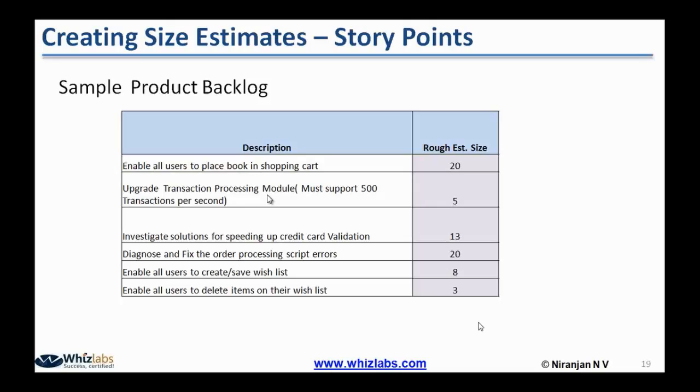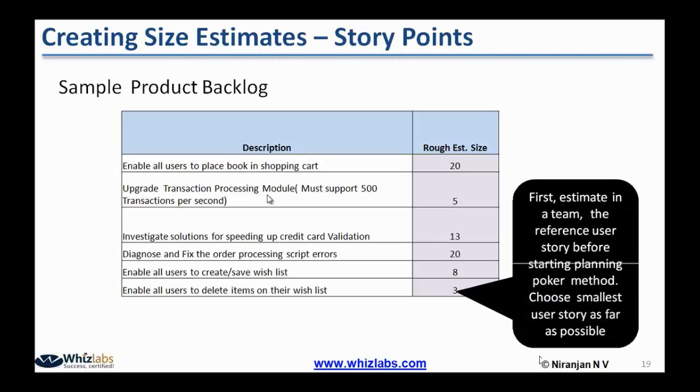In this case, this team has given 3 story points. There is nothing significant about giving 3. You can give 2, you can give 1. That gives a reference number, and all other user stories, all other product backlog items, should be estimated relatively with respect to the smallest product backlog item. So that is the first thing the team has to do before doing the planning poker exercise.